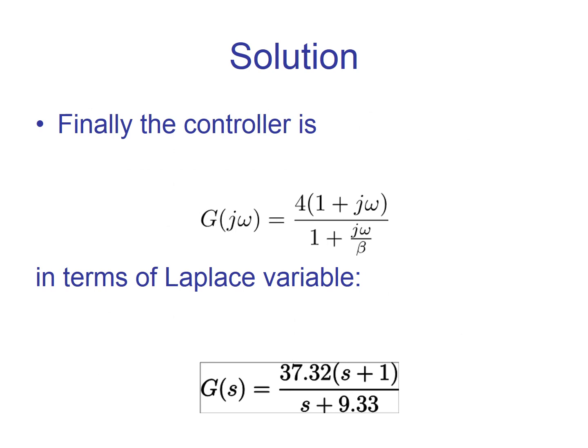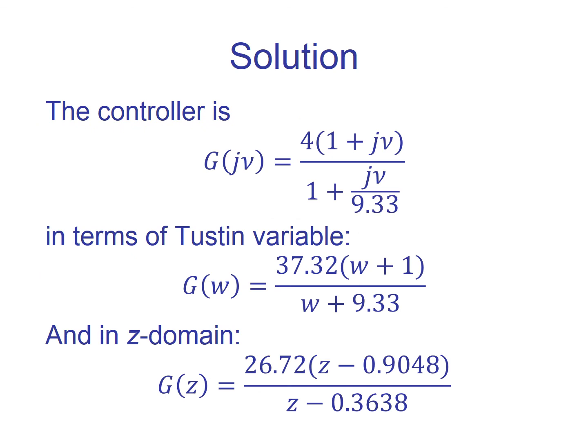and the controller is in terms of nu, I'm sorry, this should be nu instead of omega, and in terms of the Laplace variable we have this. So actually what we have is this j nu controller. In terms of the Tustin variable, we just substitute j nu with W. In the Z domain, we just come back to the Z domain using the inverse Tustin transform, and we have this expression here.